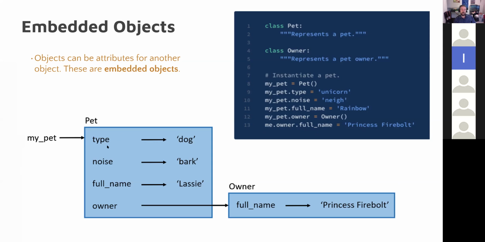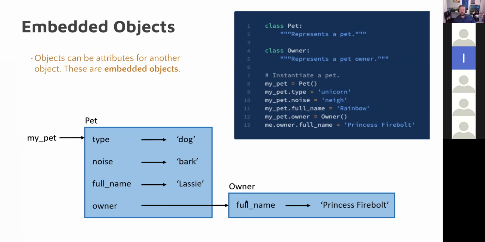So we see that now one of the attributes of pet, this variable owner, now points to this owner object that has a full name. And the owner object could have other things. The owner object could have address, right? It could have age. It could have any attributes you want.